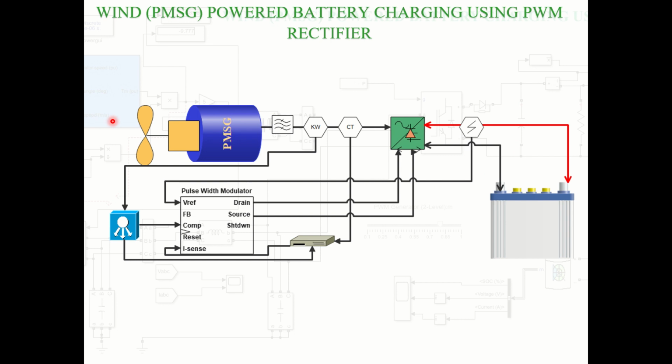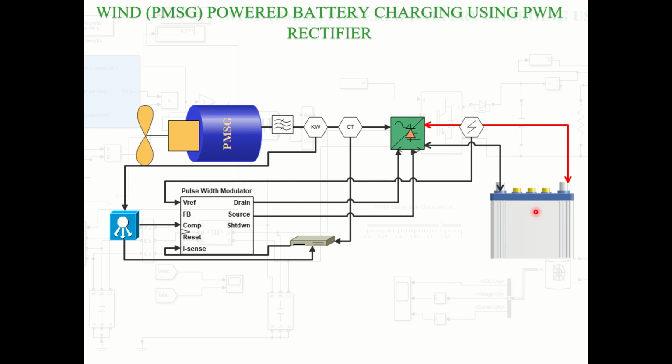So if the wind occurs here, due to the availability of this wind, the wind blade is rotated. This is the wind turbine. This wind turbine converts the wind velocity into rotational torque, that is power. Again, using this rotational torque, the PMSG, permanent magnet synchronous generator, which is a variable frequency AC generator, generates the voltage. Here we convert this AC into DC by using the PWM rectifier.